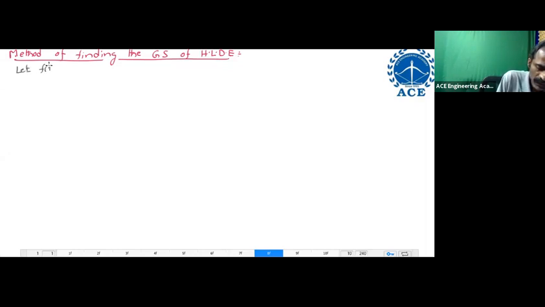Let f of D y equal to 0. Say this one is a fifth order homogeneous linear differential equation with constant coefficients. Fifth order homogeneous linear differential equation in y with constant coefficients.